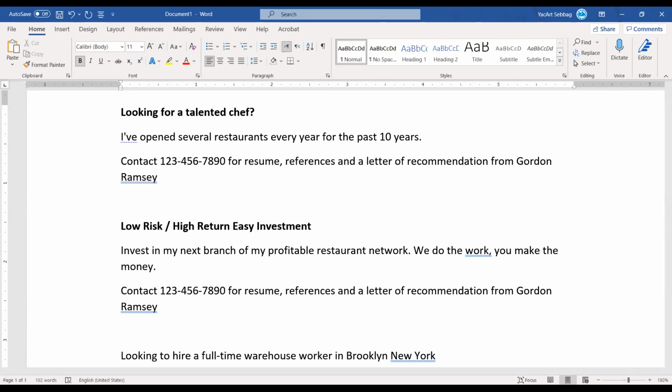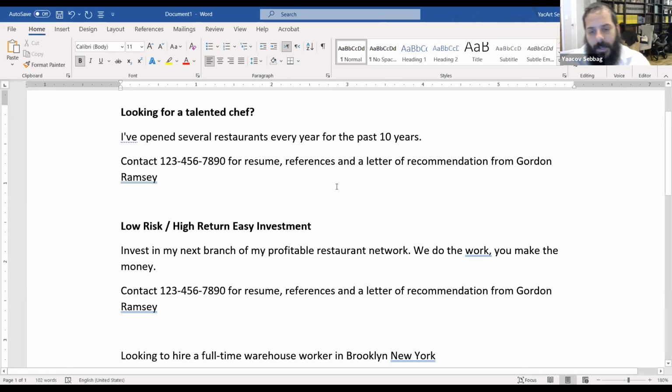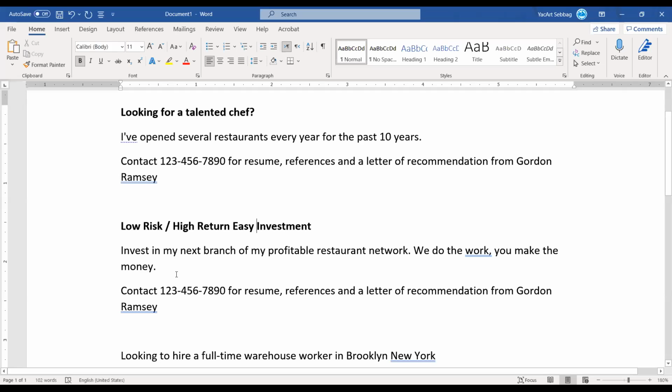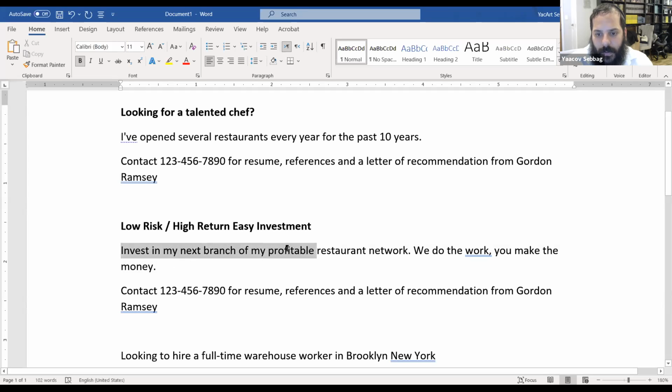Go ahead. I didn't realize you're writing the whole thing over again. That's why I thought it was twice. Oh, okay. But you see what we're doing over here by focusing on who I'm trying to attract. Yeah, now I see it. Okay. And I told a little bit of a story over here. You also told a little bit of a story. You've opened several restaurants.